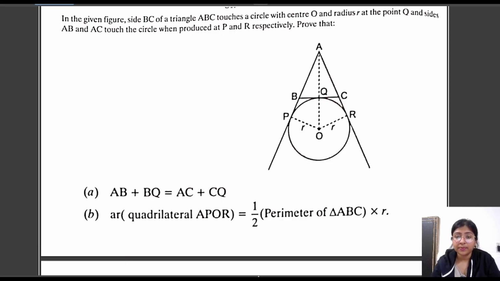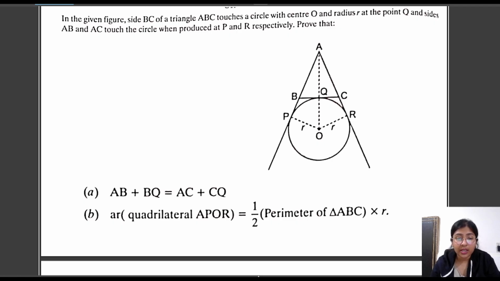In the given figure, this is the figure given to us, side BC of a triangle ABC. This is a triangle ABC where BC is the side. It touches a circle with center O and radius R at point Q. This line BC is touching the circle, so it acts like a tangent to the circle, where Q is the point of contact and this circle is of radius R. AB and AC touch the circle when produced at P and R. AB and AC, which we will produce, will touch the circle at points P and R.